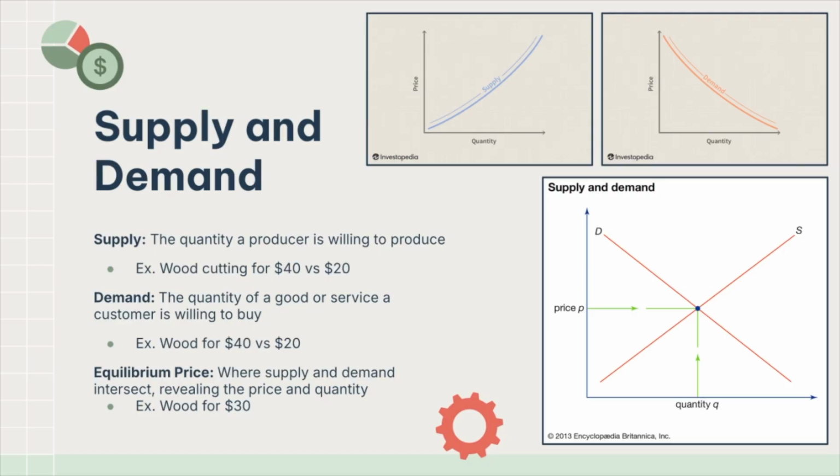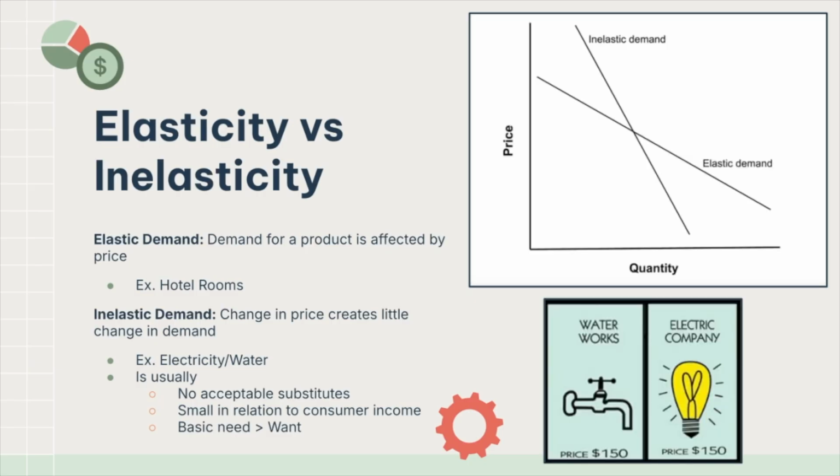The equilibrium price is where supply and demand intersect, revealing the price and quantity of the good. So businesses may produce a certain amount of goods at $30, and consumers may buy a certain amount of goods at $30 as well, making an equilibrium point where both of them are willing to compromise with each other, and that will be the price of the good.